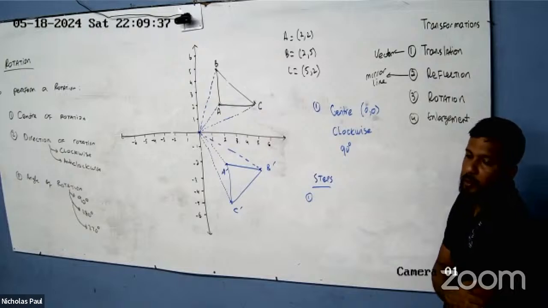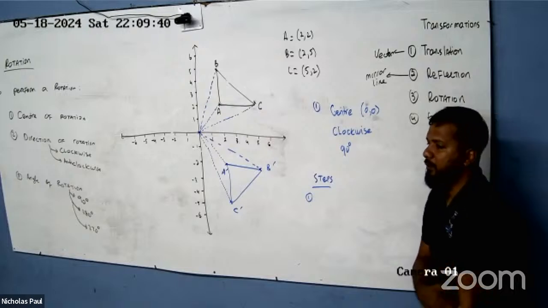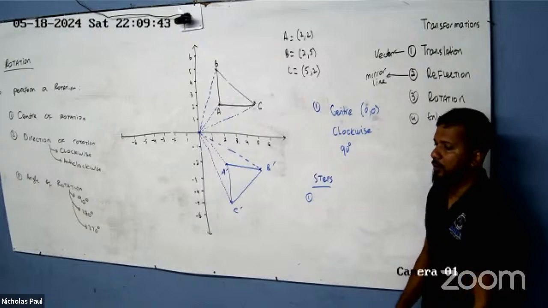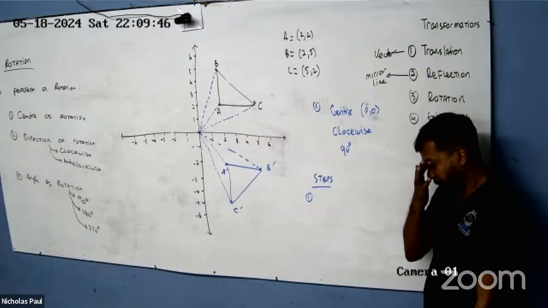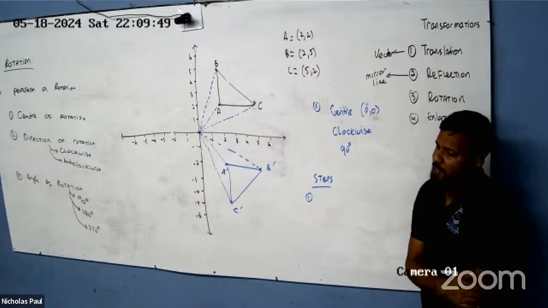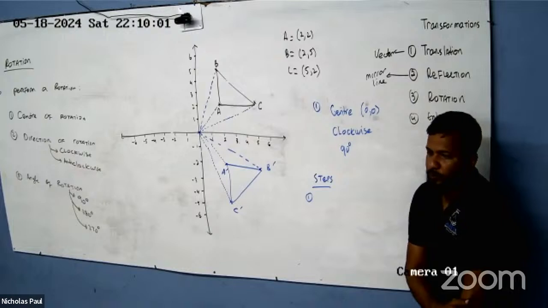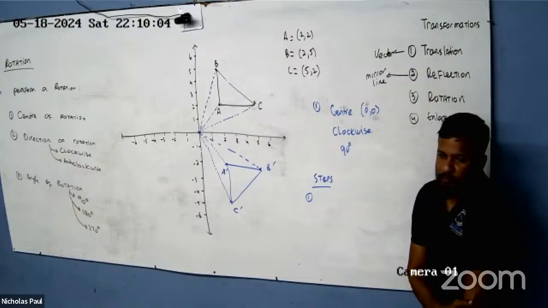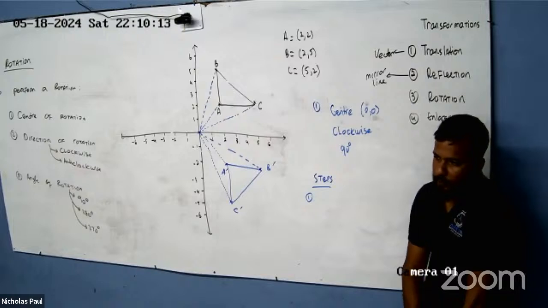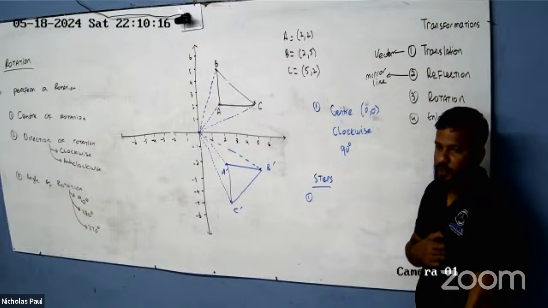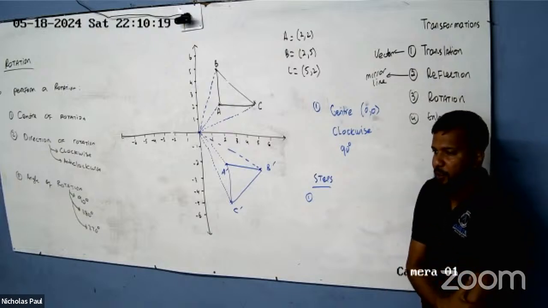Step 3, draw a line of equal length to complete the angle measured in part 2. The end of this line is your image.